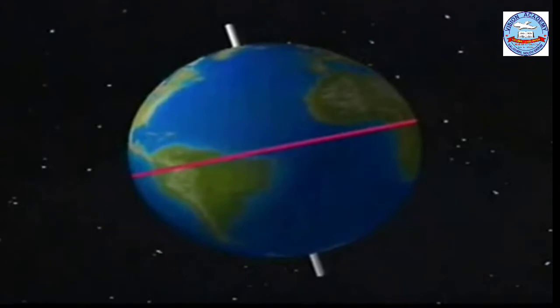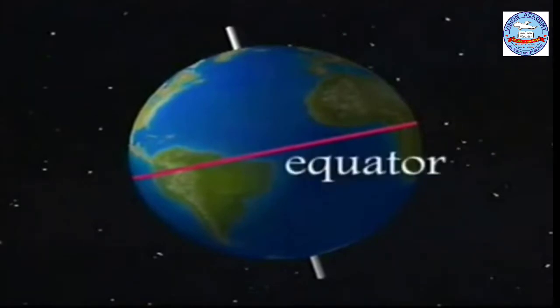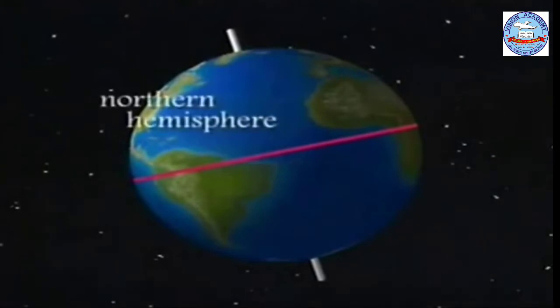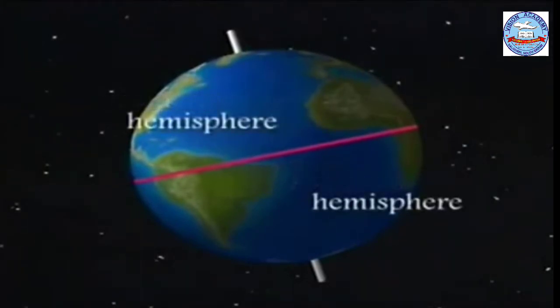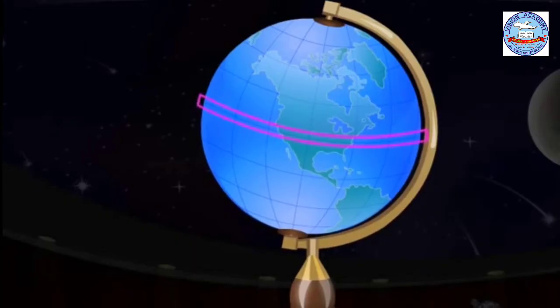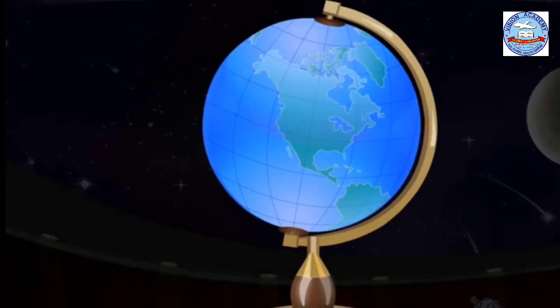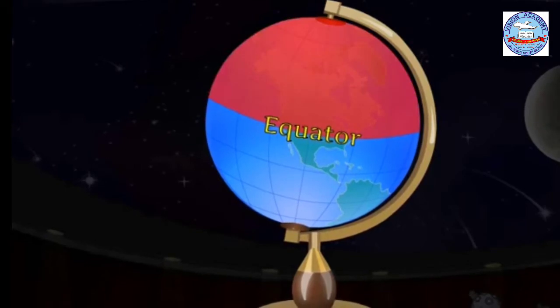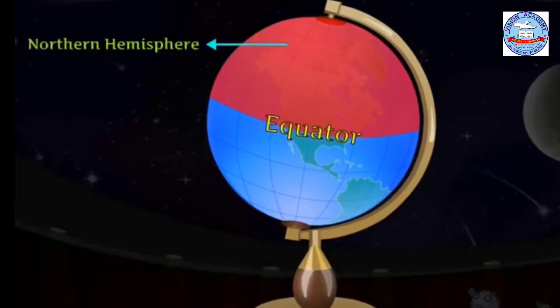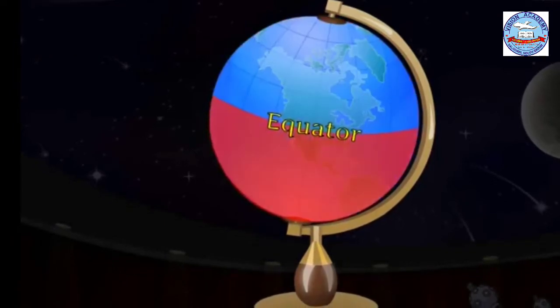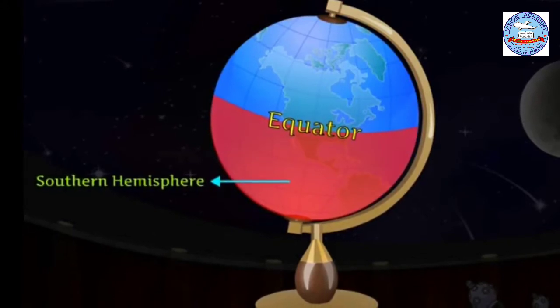The first one we'll see is the latitude. As we know, the equator is an imaginary line drawn halfway between the North Pole and the South Pole. The equator is also the most important latitude and is also called the Great Circle. It divides the Earth into two halves, or hemispheres, called the northern and the southern hemisphere. The equator is at 0 degree latitude, and the lines are measured from 0 to 90 degrees, followed by north or south.